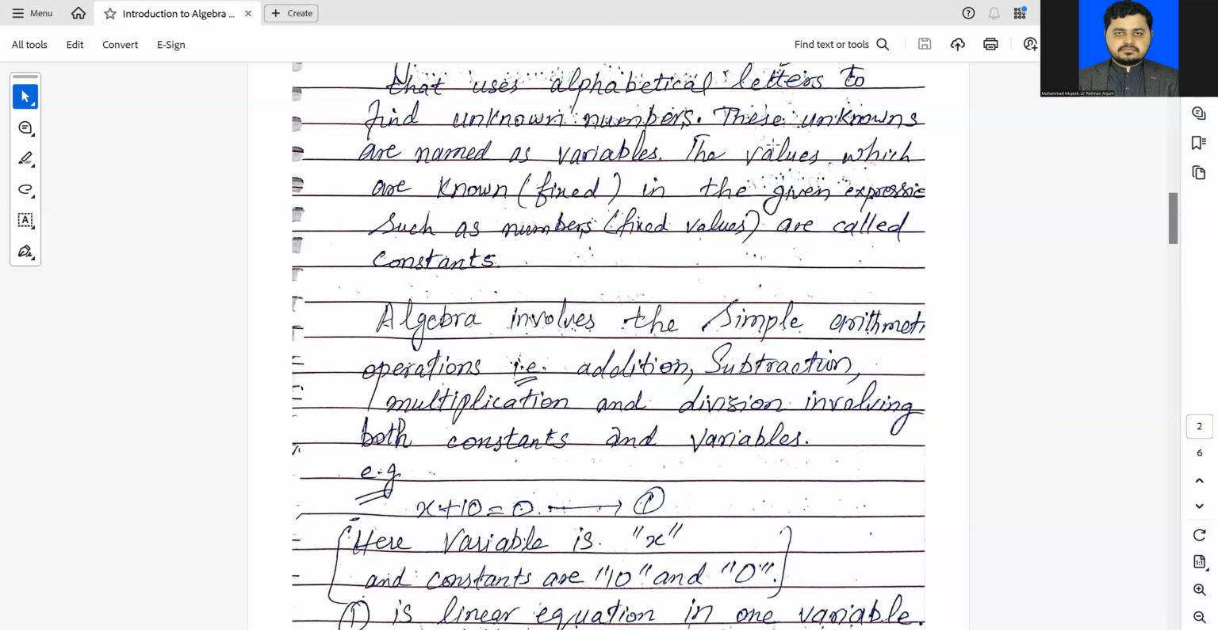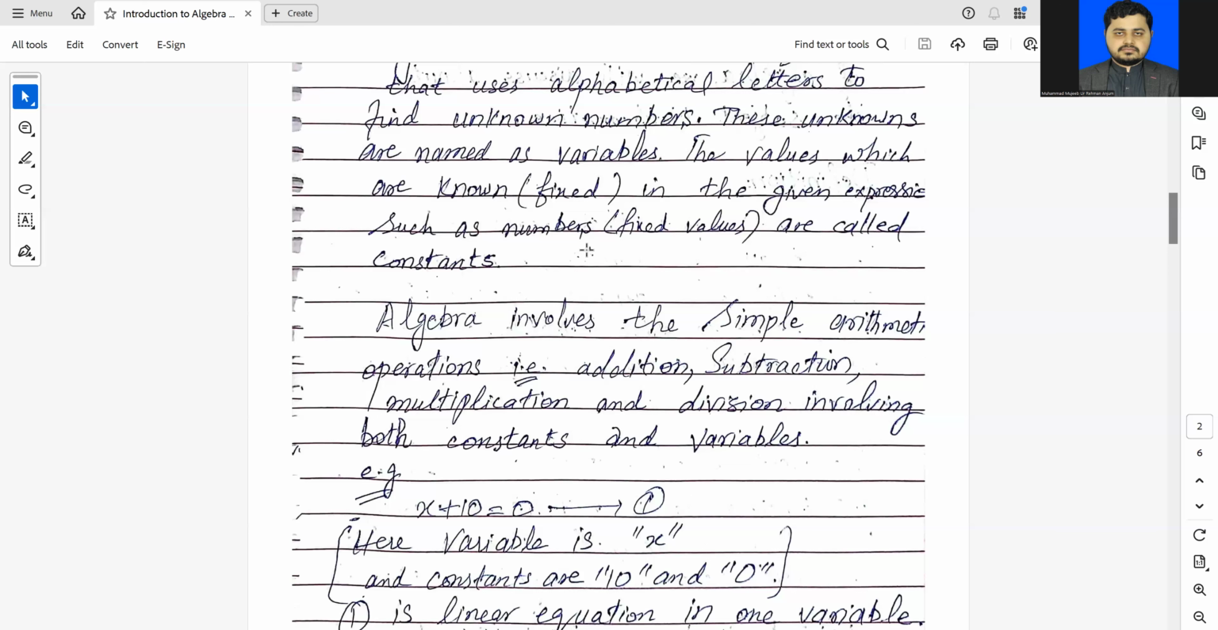So, what we know is that in algebra, we have two types of values. One is the unknown number, whose value is to be found using a suitable technique for that problem. And second, we have given values such as numbers. Numbers can be of different types such as rational numbers, integers.